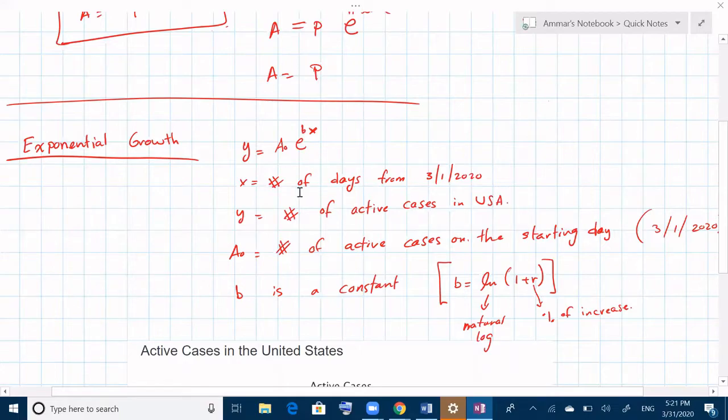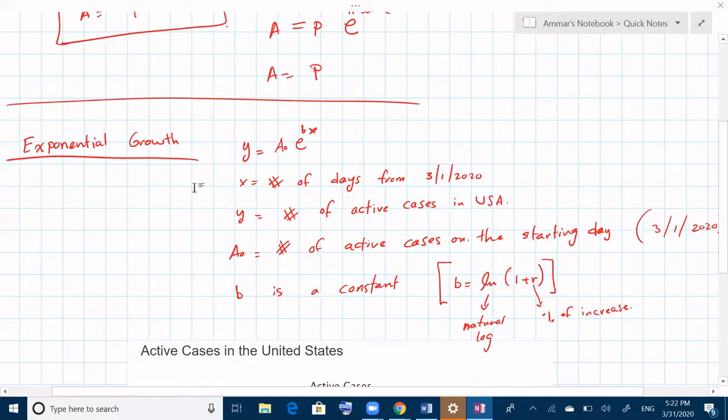I assume that the starting date for the active cases of coronavirus is March 1st. And Y here represents the number of active cases in USA. A0 is the number of active cases on the starting date, which is March 2020. And B is just a constant. If you are wondering, B is equal to the natural logarithm of 1 plus R, where R is the percentage of the increase.